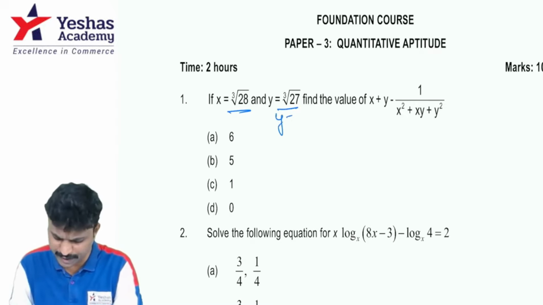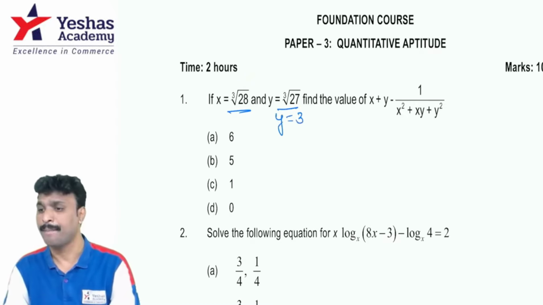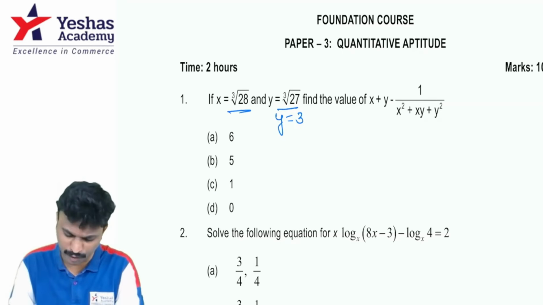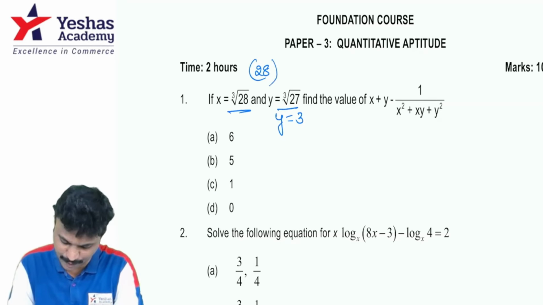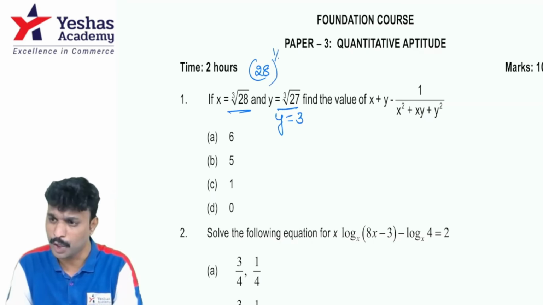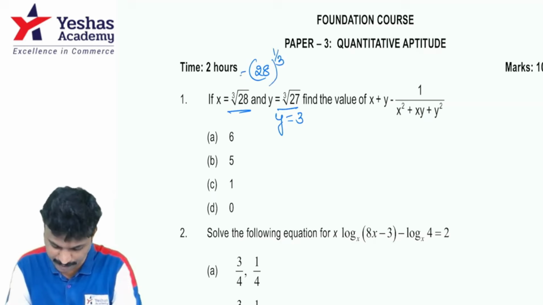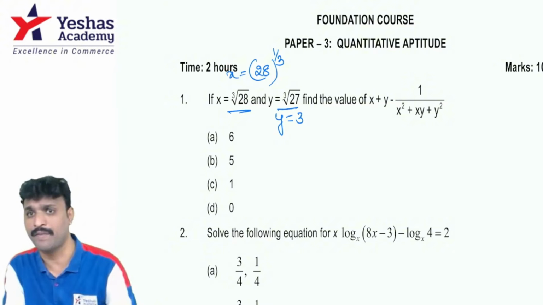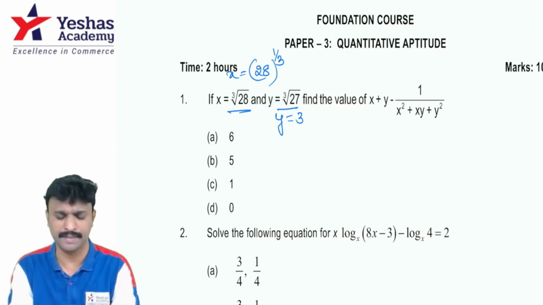See, cube root of 27 is 3, right? But what is cube root of 28? You know how to find out a cube root of any number or nth root of any number. Cube root is basically whole power 1 by 3. So find out 28 power 1 by 3. How to do it? Type 28, press the square root how many times?